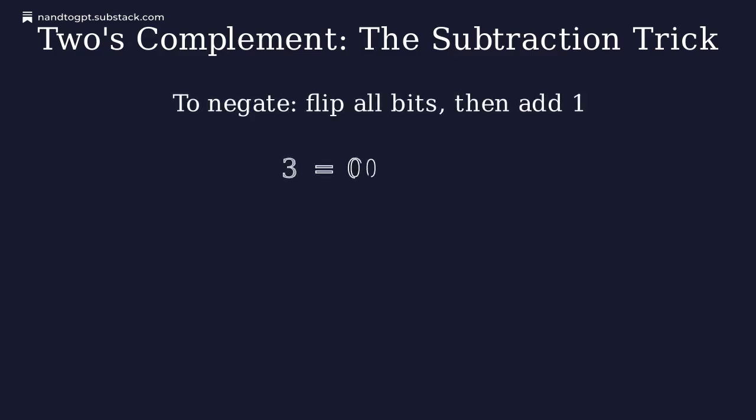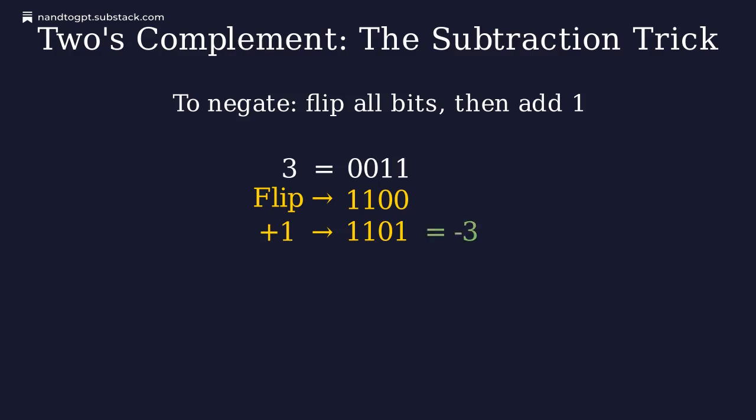There's an elegant system called 2's complement. To negate any number, you flip all the bits, then add 1. Let's see how that works with 3. 3 in binary is 0, 0, 1, 1. Flip all the bits, 1, 1, 0, 0. Add 1, which gives 1, 1, 0, 1. That's negative 3 in 2's complement.